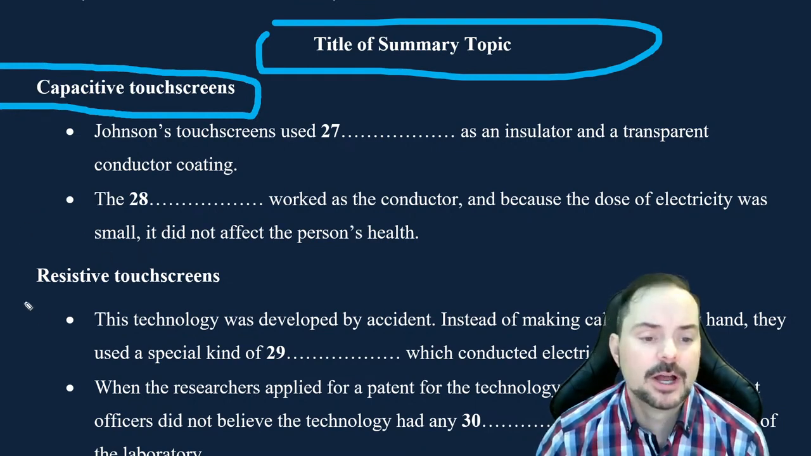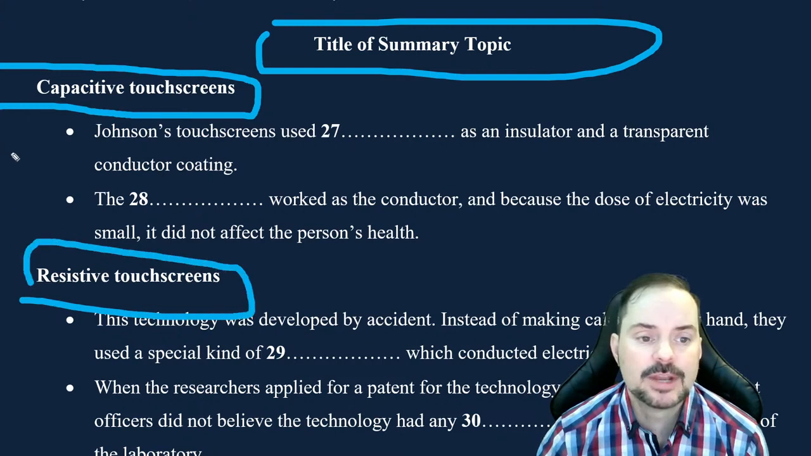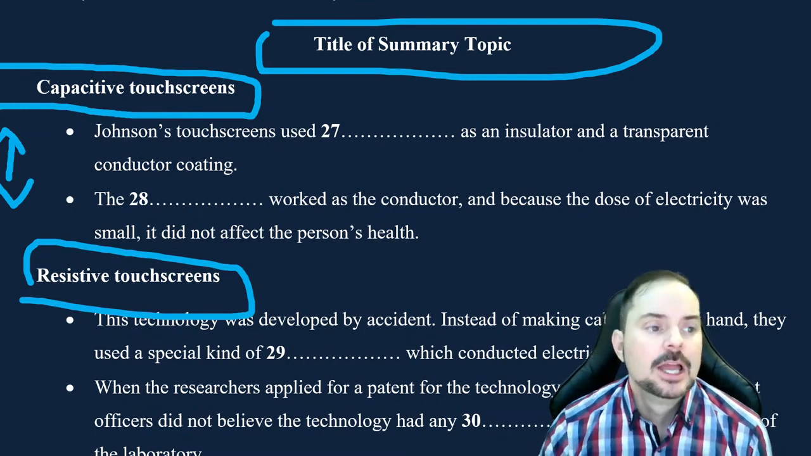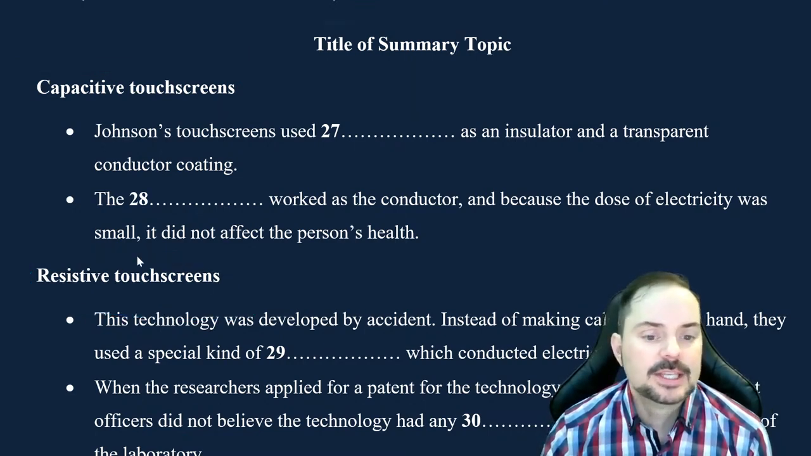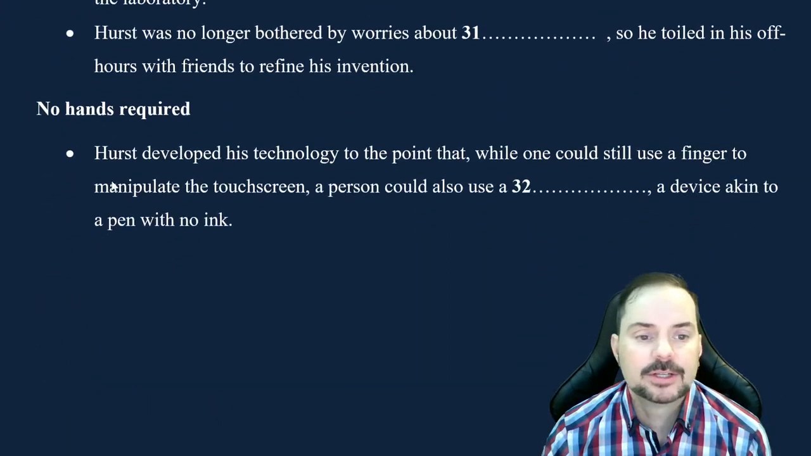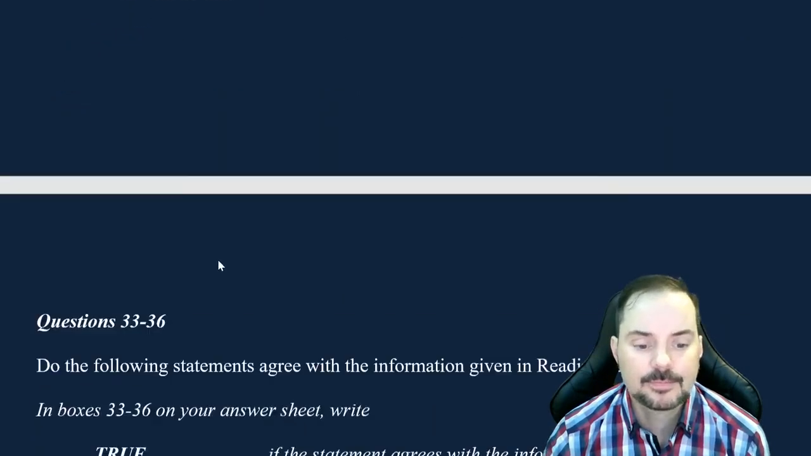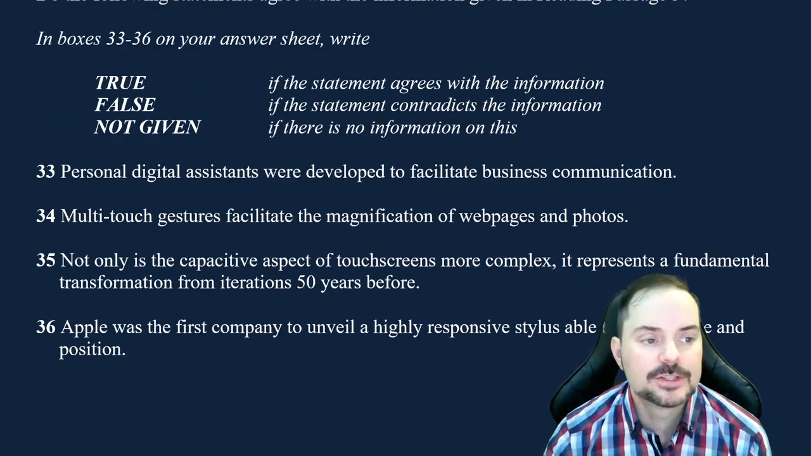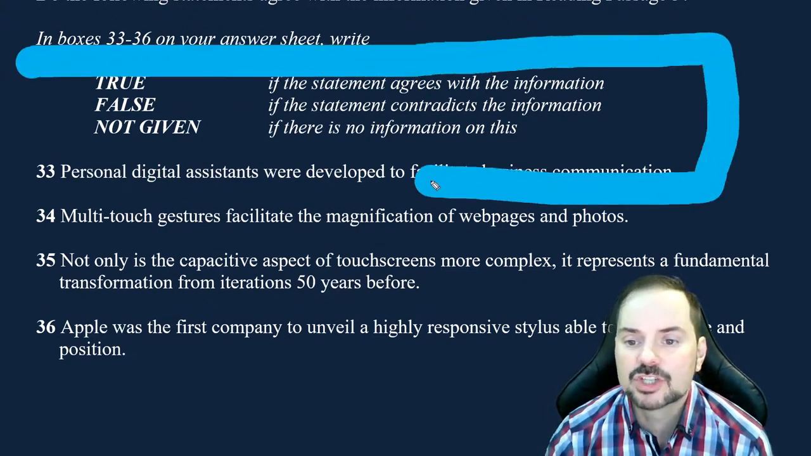We've got resistive touchscreens. So now we know that we've got two types of touchscreens that we're dealing with in this reading passage. And we can see that we've got some more topics here. No hands required. Okay, that's good. Ooh, and then the infamous true, false, not given type question.